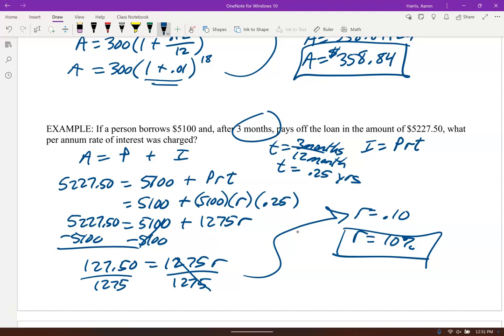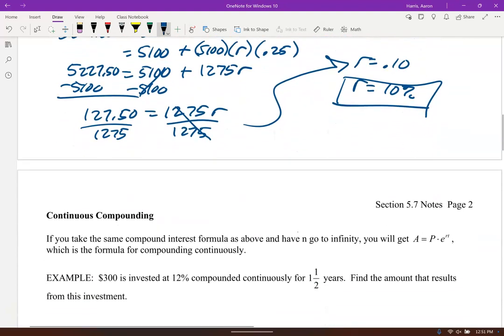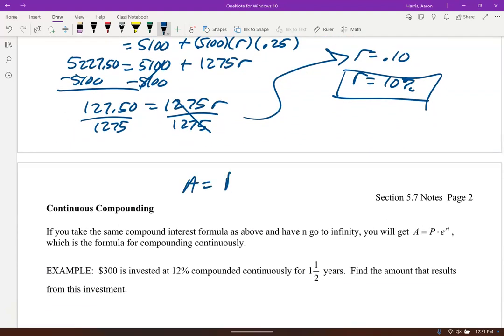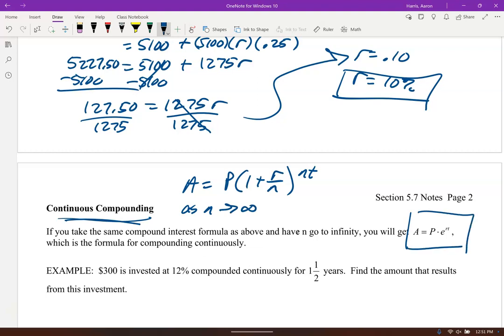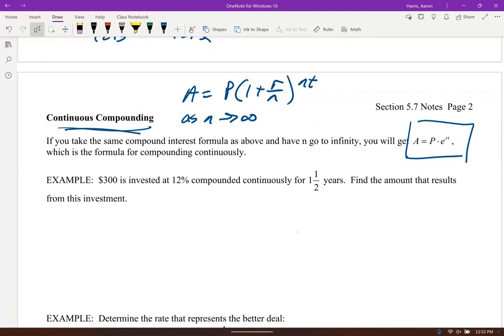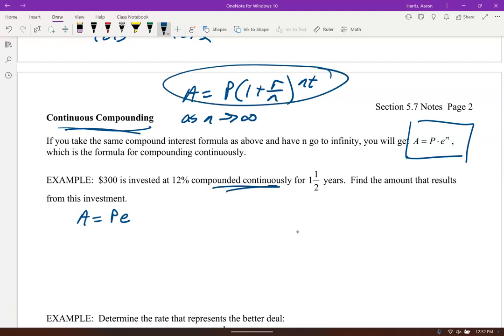Now another scenario is if we take this compound interest formula and we run the compoundings as n goes to infinity, it's called continuous compounding. You end up with this formula, A equals P e to the rt. So let's do that first scenario. The first scenario, we were compounding monthly, so we had to use this formula. But this one says it's compounding continuously, so I've got to use A equals P e to the rt instead.